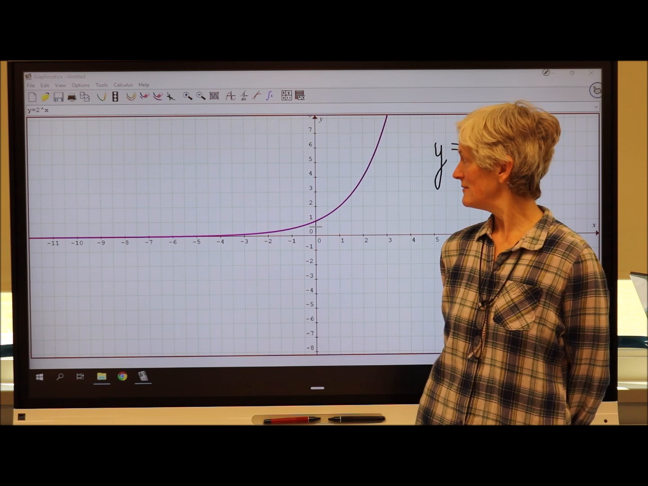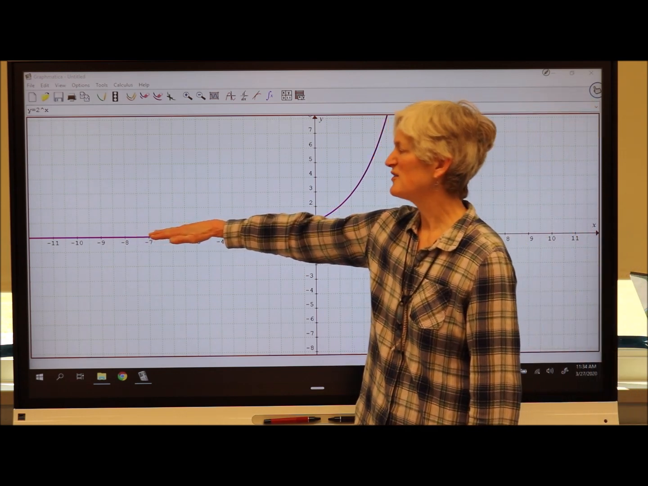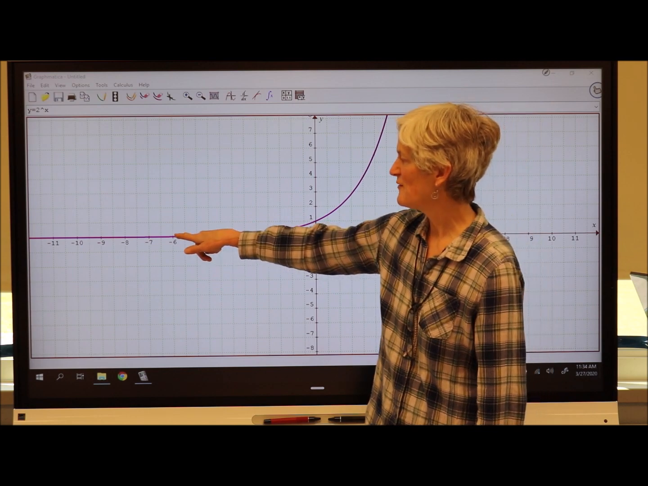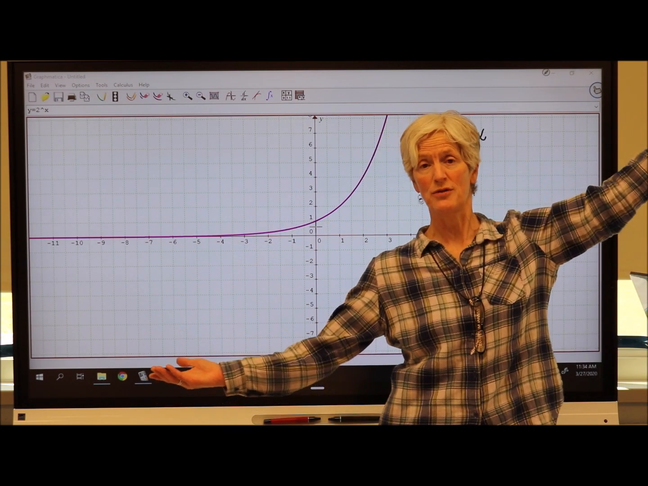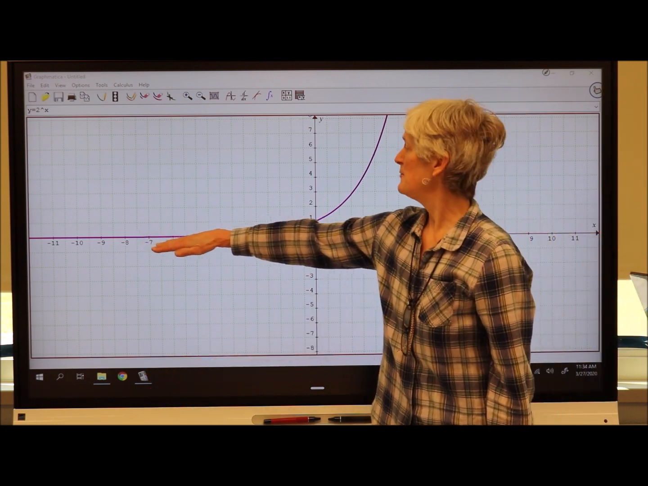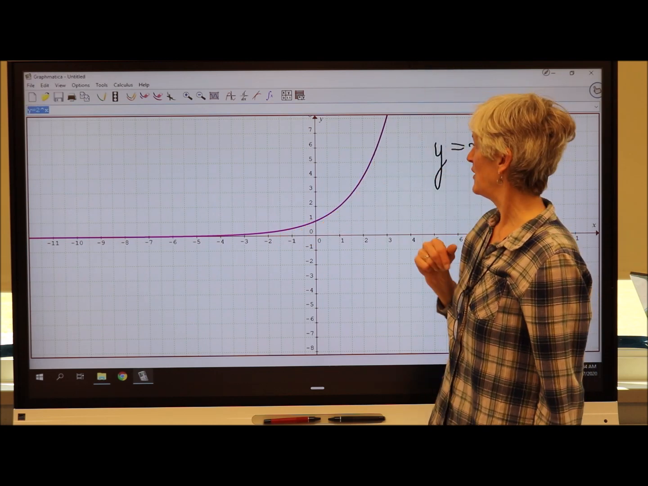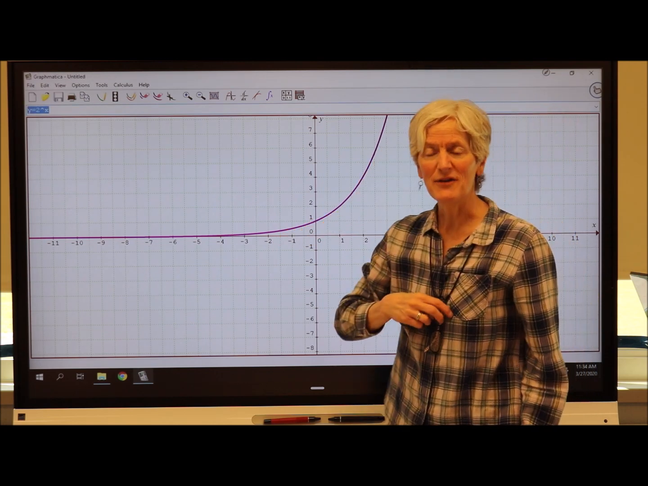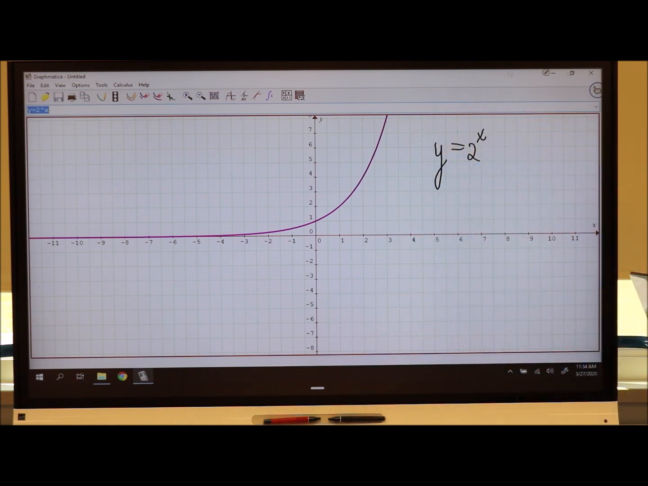Okay, are we done? So I hope you realized that the slope here is close to 0. I know this graph makes it look like the slope is 0, but as we know, with exponential growth, the slope is never going to be 0. The slope is positive but close to 0, and then the slope is getting more and more positive. So the derivative is going to look like this. Drum roll, please.